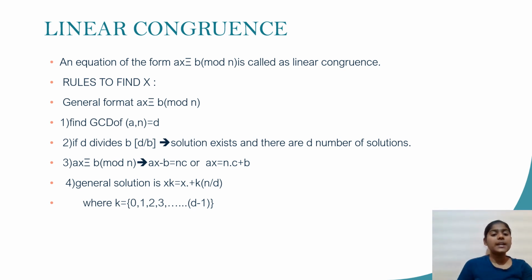First, find GCD of a, n, which is equal to d. Second, if d divides b, then the solution exists and there are d number of solutions. ax ≡ b (mod n), which implies ax minus b is equal to n times c, or ax is equal to n times c plus b. Fourth, the general solution is x_k equals x naught plus k times n by d, where k is equal to 0, 1, 2, 3 and so on up to d minus 1.